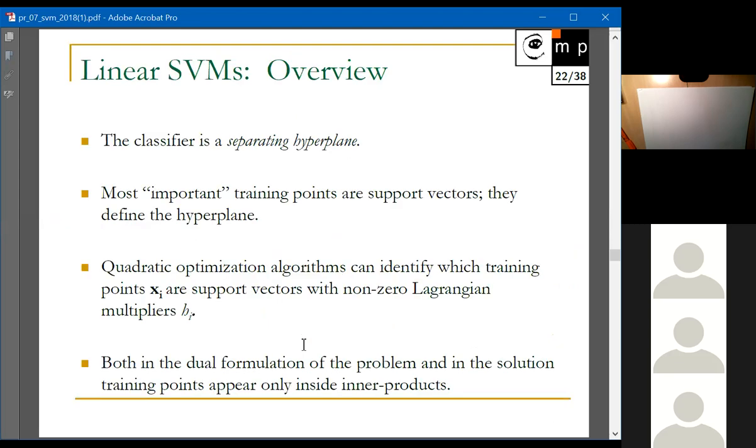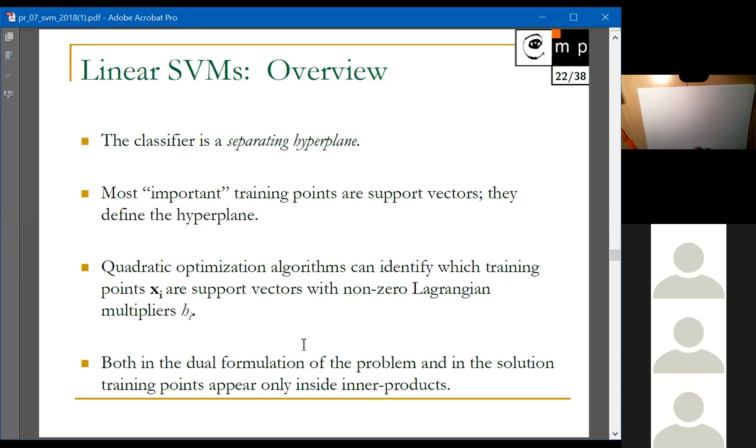Okay, so now a summary of the linear SVM. It finds a separating hyperplane. In some sense, the most important training points will become support vectors. They define the hyperplane because the hyperplane is a linear combination of support vectors. A quadratic optimization algorithm will identify the support vectors. These are those with non-zero Lagrangian multipliers. And the only way the input data, the measurements, appeared in the solution was as dot products.